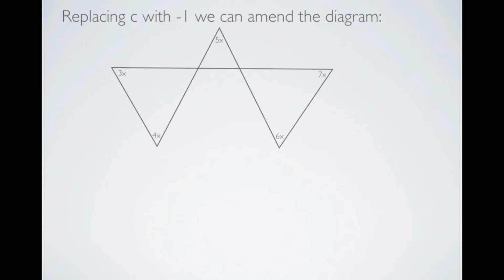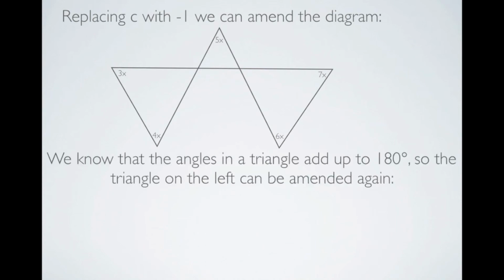To work out the value of x, we're going to use two basic rules of angles. The first rule that we're going to use is that all angles in a triangle add up to 180 degrees. So we can take the triangle on the left and name the missing angle to be 180 minus 7x. The other rule that we're going to use is that opposite angles on a cross are equal. We can use this to label the middle triangle in the following way.